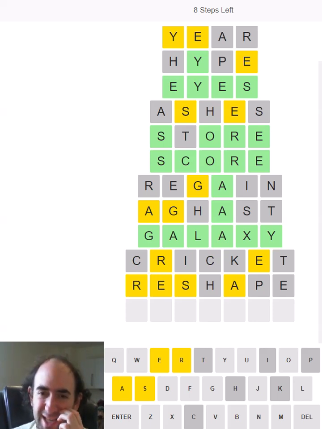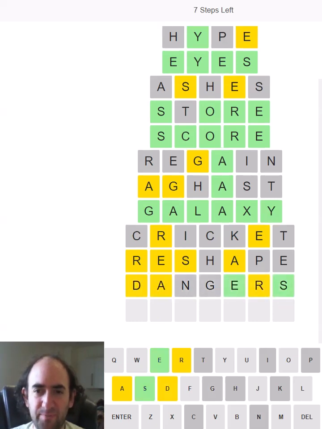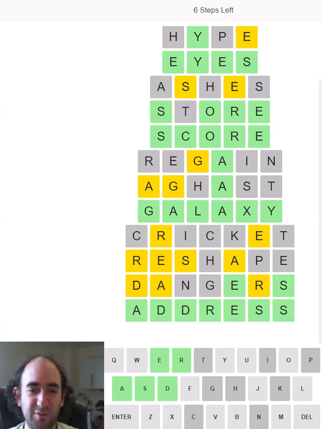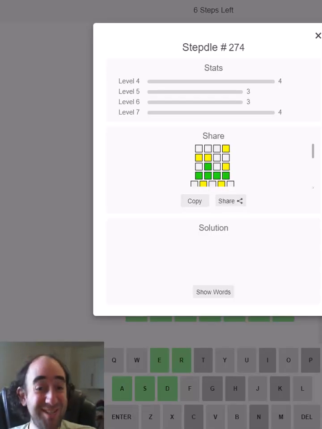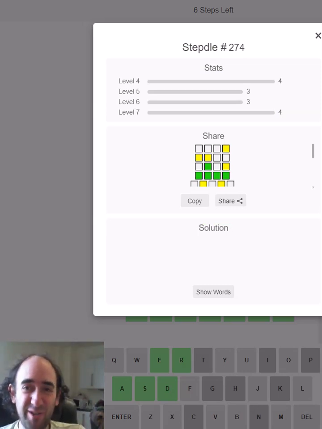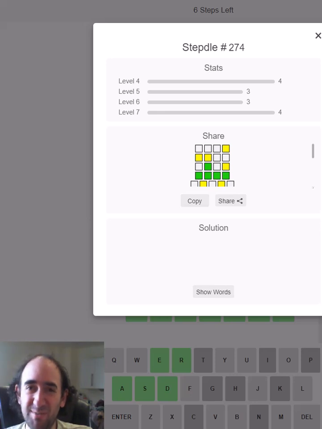Let's try an ERS ending. I think it's unlikely, but it might be quite easy to think of a word. Dangers. Oh, it could well be an ESS ending. Let's try address, if I can spell it. There we go. This is my address to the nation. It's that everyone should be cheering for England in the Ashes. So a nice 4-3-3-4 there. That is today's Stepdle puzzle with a nice symmetric pattern.